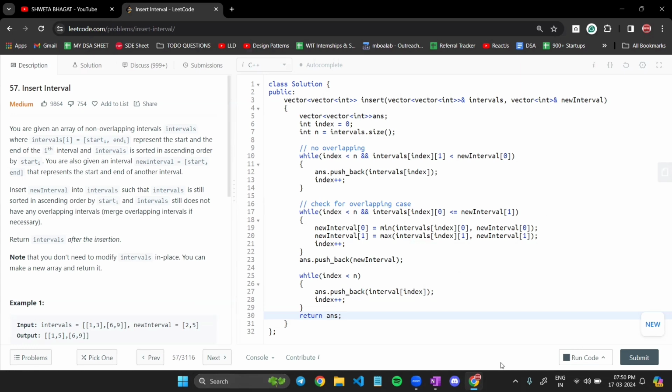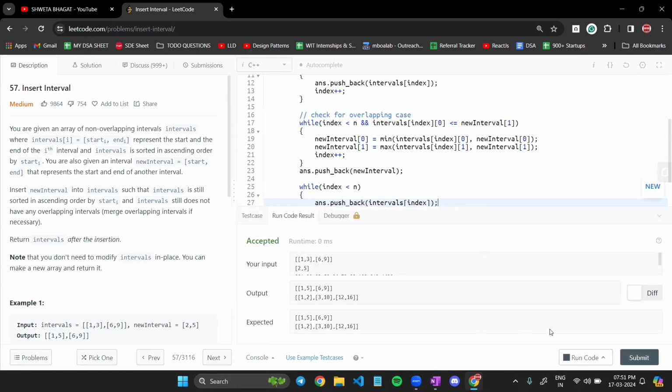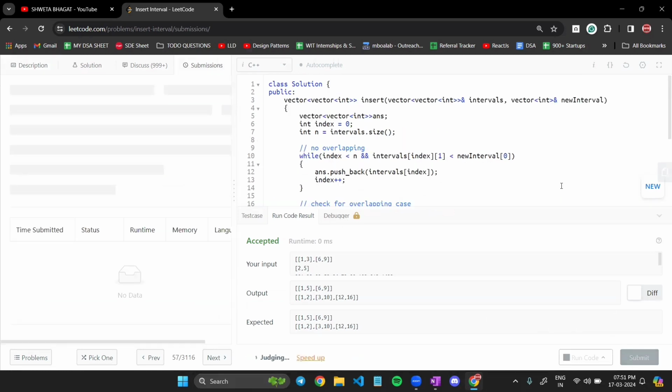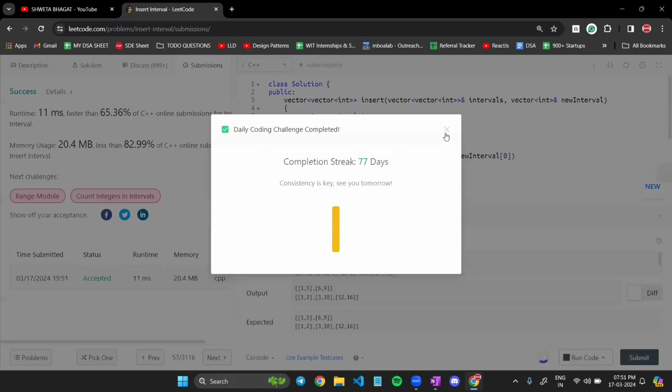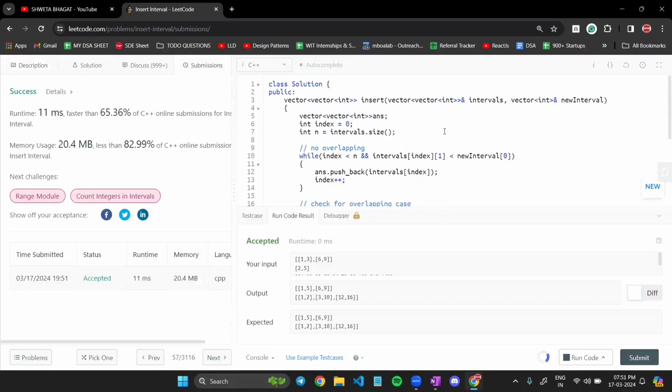So let's run this. It's giving us the correct answer. Let's submit it. And it got accepted. Now, talking about the time complexity and space complexity.